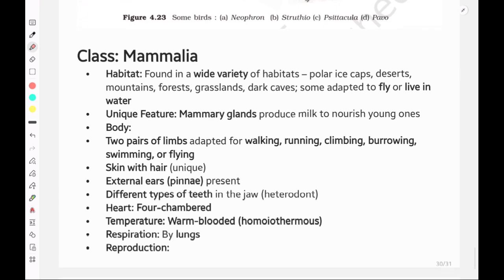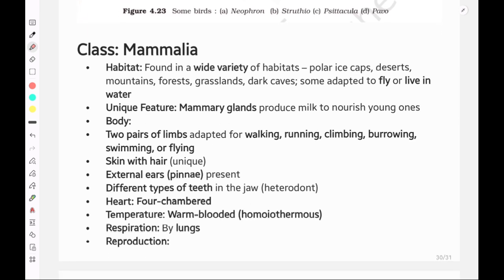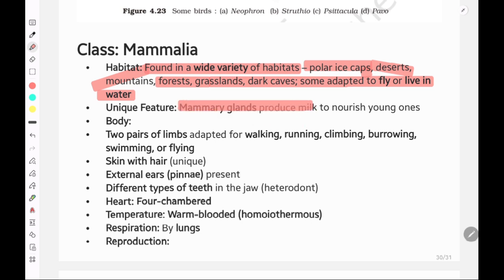Now the last class we are going to discuss is class Mammalia. They are found in a wide variety of habitats, from polar ice caps to deserts, mountains, forests, grasslands, and dark caves. Some are adapted to fly and some are adapted to live in water. The unique feature is that all of them have mammary glands, which are milk producing glands to nourish their young ones. The body has two pairs of limbs which are adapted to walking, running, climbing, burrowing, swimming, and for some, flying. Their skin has hair, which is unique to Mammalia. No other classes have hair on their skin.